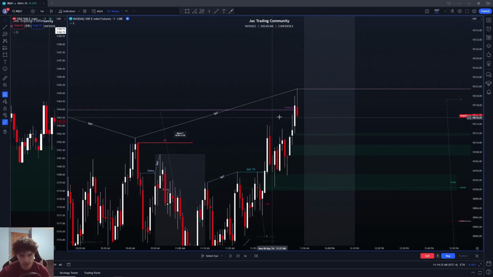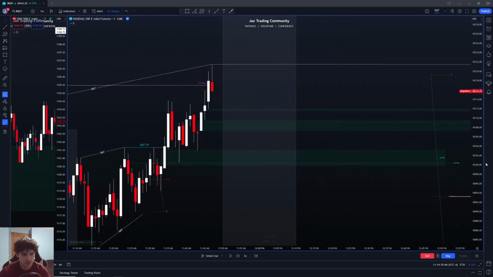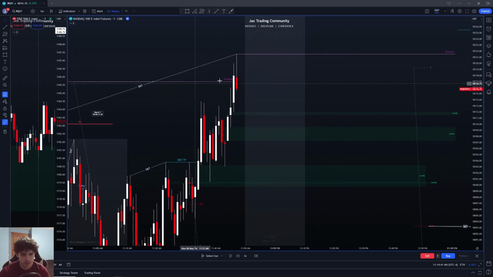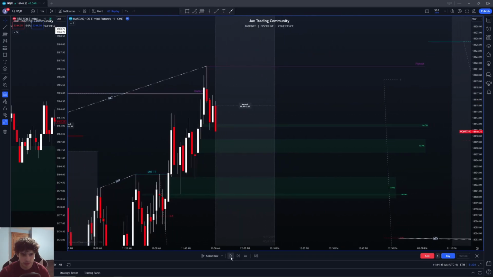So in addition to that, we just took out buy-side liquidity. We just formed an SMT. This is going to be very, very good for a bearish move. So macro comes in, see what happens here.